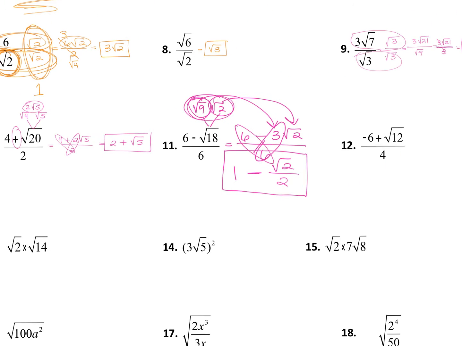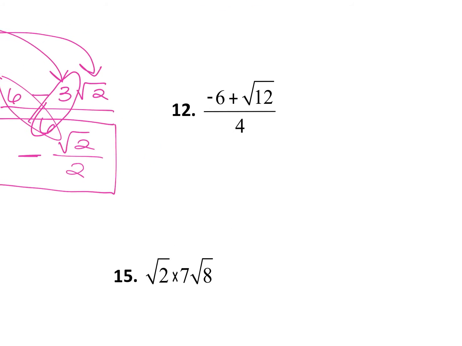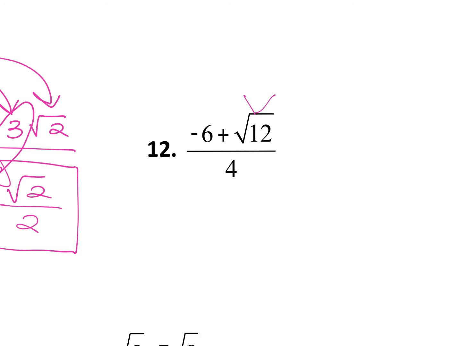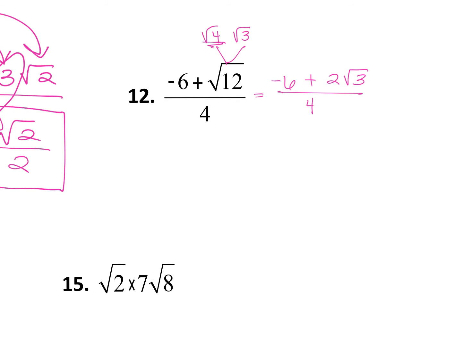Okay. All right, number 12. We're going to break that square root of 12 into the square root of 4 times the square root of 3. So it's a negative 6 plus, that would be 2 rad 3, right? We're just taking the square root of 4 over 4. Everything here is divisible by what? 2. So we're going to simplify by dividing everything by 2. So this is going to be a negative 3 plus, that's just a 1 now, rad 3 over 2. And that would be your answer.